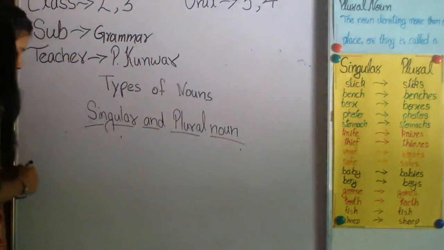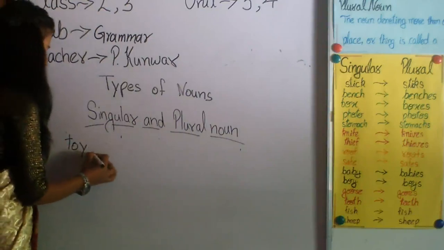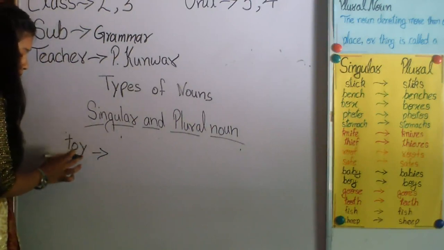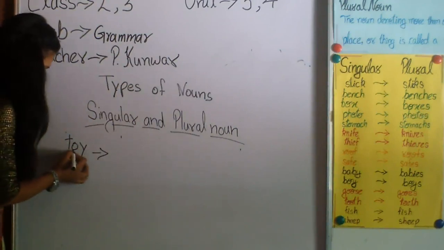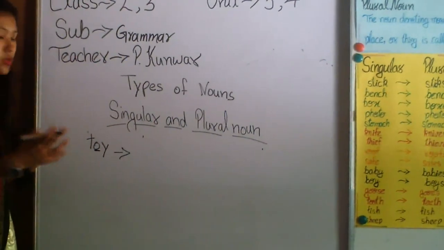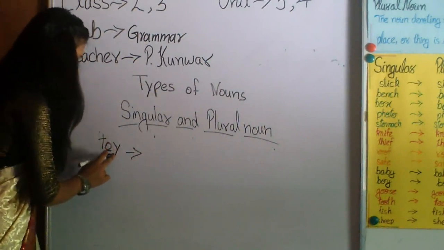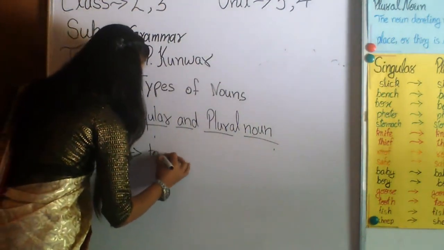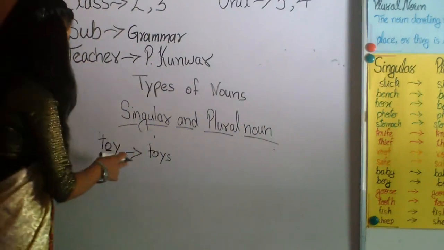Let's write an example: t-o-y, toy. In this singular noun, y is at the end, and before y there is o. What is o? Yes, we have learned about vowels and consonants. O is a vowel. A, E, I, O, U are vowels. So we just add s after y. T-O-Y-S, toys.